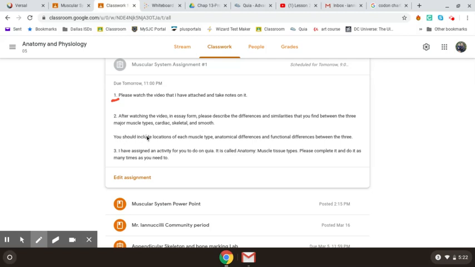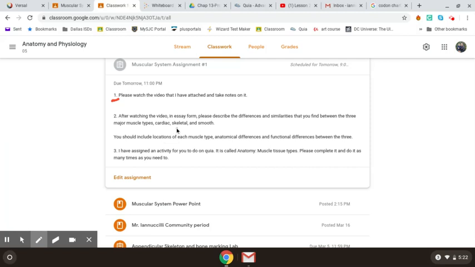In your essay, you should include where you can find each of the 3 muscle types, and anatomical differences. That means structural differences between the 3 things. That's what anatomy means, remember. And then lastly, the functional differences between the 3. So how they work, right? What does cardiac muscle do in comparison to skeletal and smooth? What do they all have in common? How do they differ? Write yourself a nice essay on that.